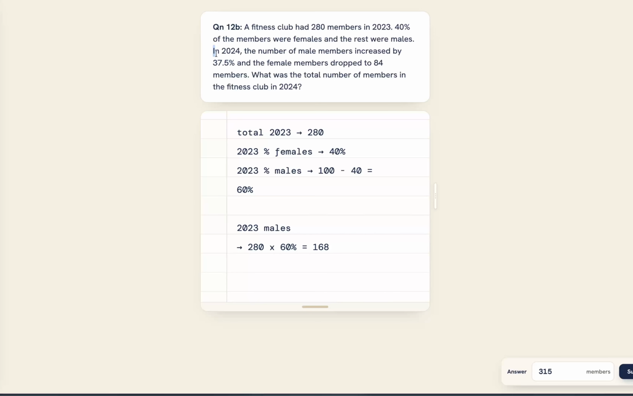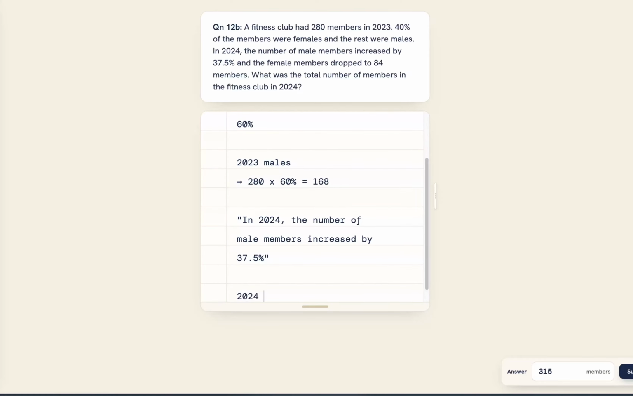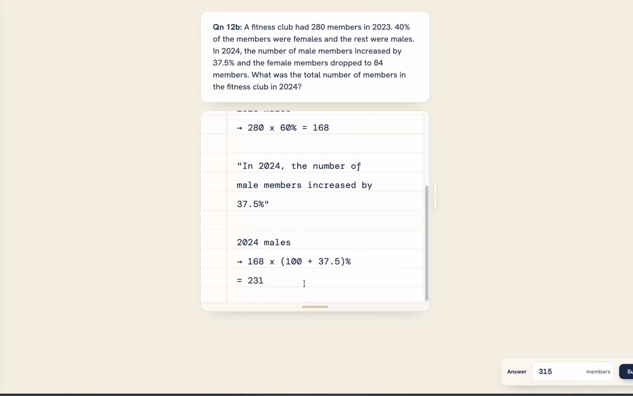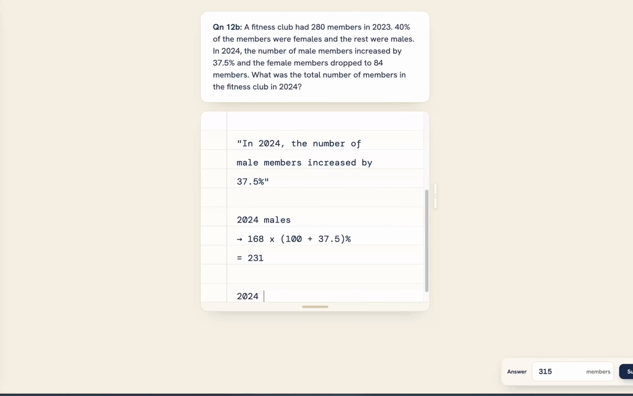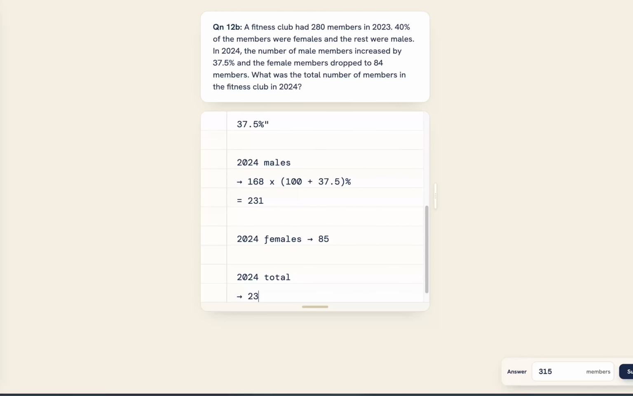So in 2024, the number of male members increased by 37.5%. So that means 2024 males will be 168 times bracket 100 plus 37.5%, and this will be equal to 231. We also know that 2024 females is equal to 84. So the 2024 total will then be 231 plus 84, which will then be 315 members.